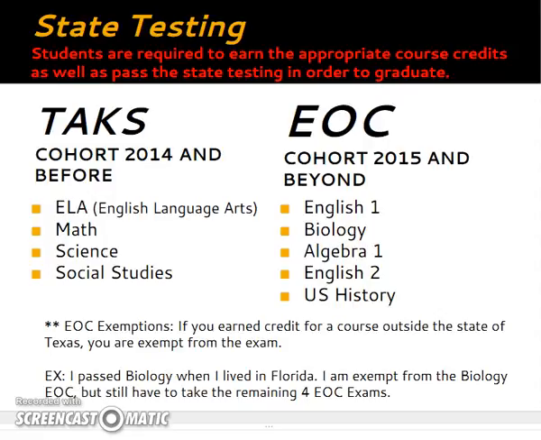Now let's look at the state testing, either the TAKS test or the EOC. If you are a cohort of 2014 and before, you will be taking the TAKS test, ELA, math, science, and social studies. If you are a cohort of 2015 and beyond, you will take English 1, biology, Algebra 1, English 2, and U.S. history. There are a few exemptions.